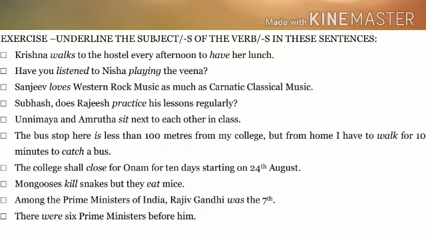There are some sentences where two verbs have got a common subject, like the previous one, walks and have lunch are both, they have Krishna as the common subject. Here you have got two subjects. You have got one for each verb. Okay, then we come to the third one. Sanjeev loves Western rock music as much as Carnatic classical music. Loves is the only verb and Sanjeev is the only subject. So that part is okay.